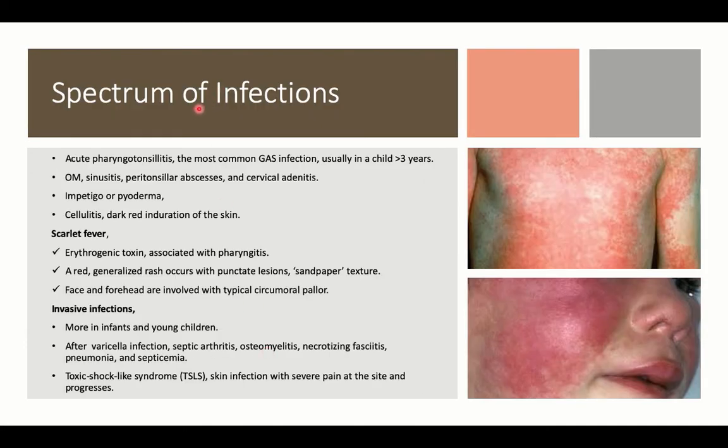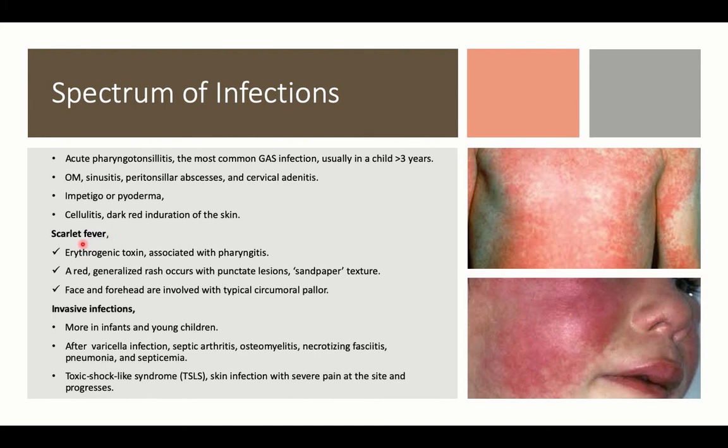So we have a spectrum of streptococcal infections, starting with acute pharyngotonsillitis, a very common presentation. Most commonly, it is a GAS infection or Strep pyogenes, usually occurring in a child more than 3 years old, less common in younger children. Otitis media, sinusitis, peritonsillar abscesses, and cervical adenitis are also presentations, and impetigo, with Staph aureus, or bullous impetigo. Cellulitis also occurs, with dark red induration of the skin, and can be serious, associated with streptococcal infection.